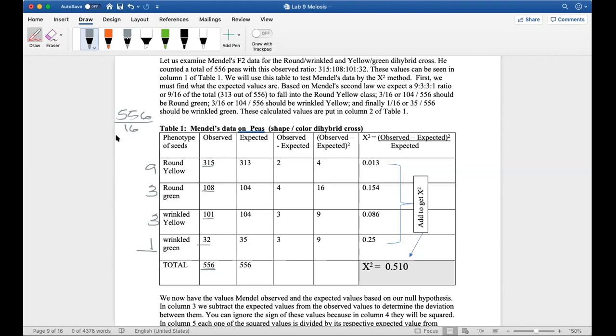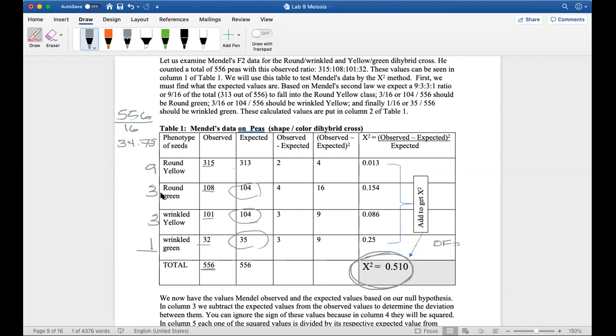That number turns out to be 34.75. And then what I would do is multiply this number by 9 to get 313, multiply this number by 3 to get 104, multiply this number by 3 to get 104, and then multiply it by 1 to get 35. They've just rounded up here. Then you do your observed minus expected, you square that, you add that up, this is our chi-square value. All right, 0.510.